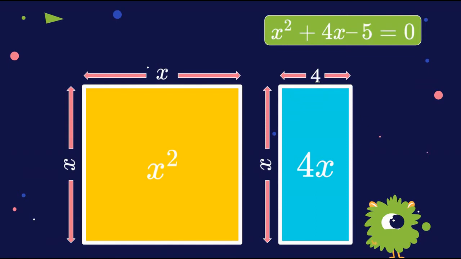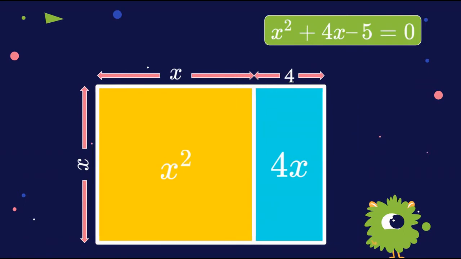And then let's try to attach the square that we have, of area x square, and the rectangle that we have, which has the area of 4x. Let's try to attach them both. So it looks something like this.